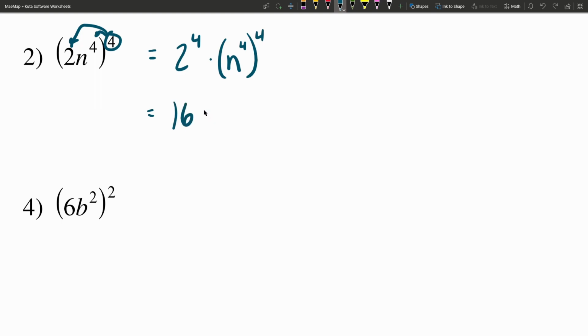So we get 16 times n to the 4th raised to the power of 4, which is n to the 4 times 4, because we multiply those exponents when we're raising a power to a power. So n to the 4 times 4 is going to be n to the 16th. So for number 2, we've got 16 n to the 16th.